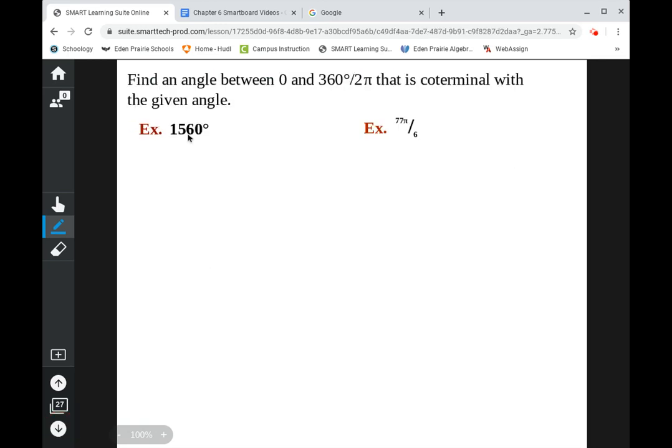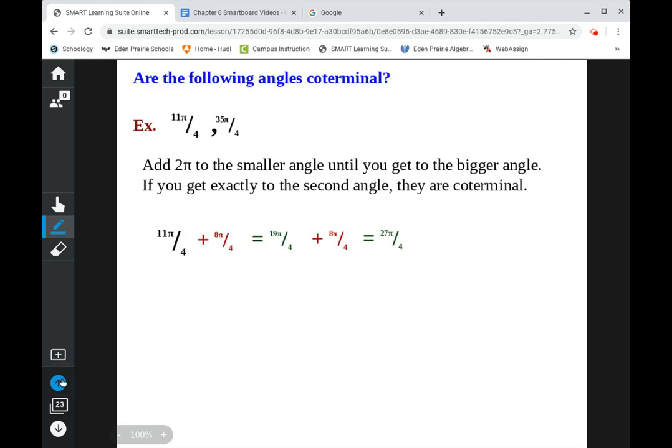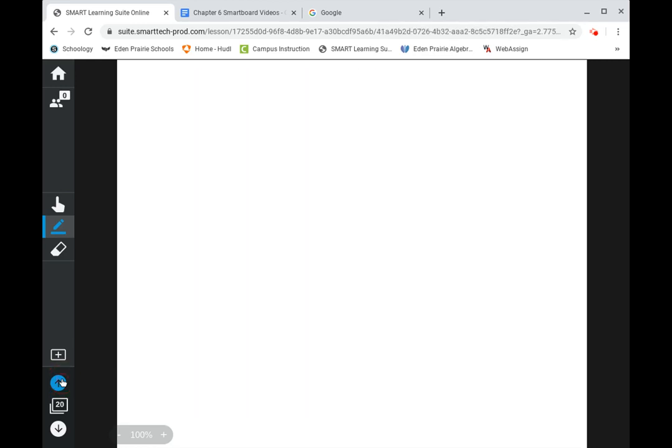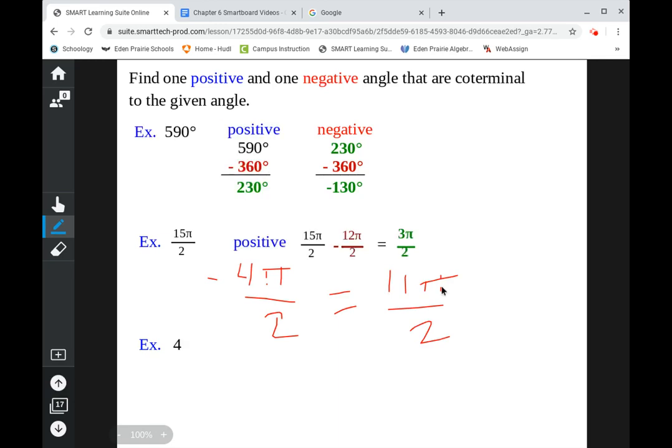Now, here's the example where it says find an angle between 0 and 360 or 0 and 2 pi that is coterminal with the given angle. Just like we did before, I subtracted. I'm going to go back right here where I subtracted until I got an angle that was 3 pi over 2. Remember, I used this method where I said, okay, 11 pi over 2 is also coterminal, but it's not an angle between 0 and 2 pi. 3 pi over 2 is. So it's just jumping your head a little bit.